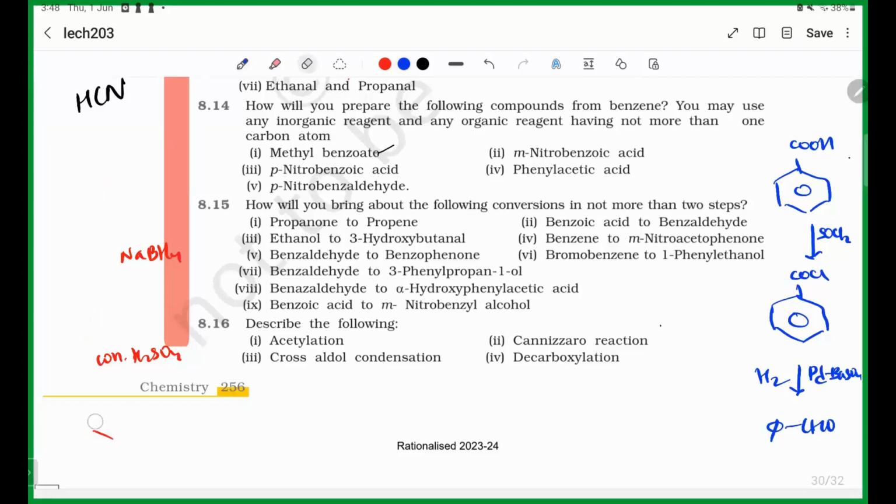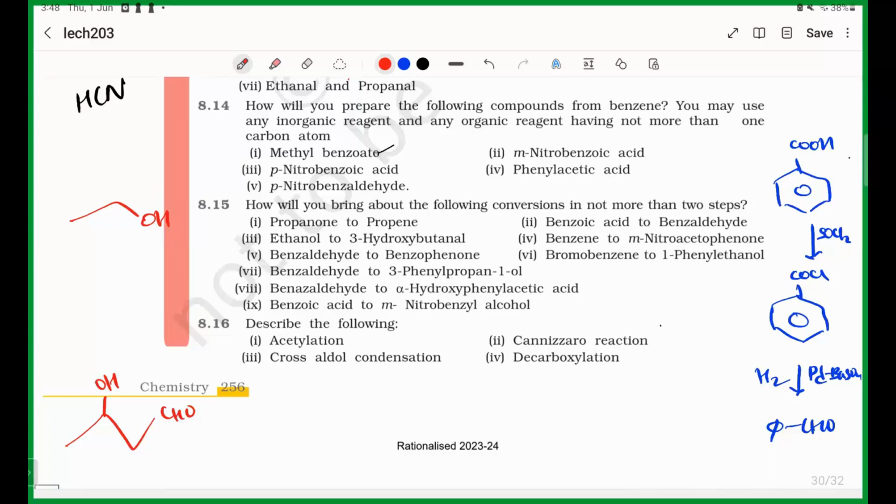Now the third question: ethanol to 3-hydroxybutanal. Ethanol is like that. 3-hydroxybutanal looks like CHO with the 3-hydroxyl in there. So this kind of thing is where you need to look carefully. Notice that the number of carbon atoms has doubled, and you have an aldehyde group and an alcohol. Basically, the product is an aldol.